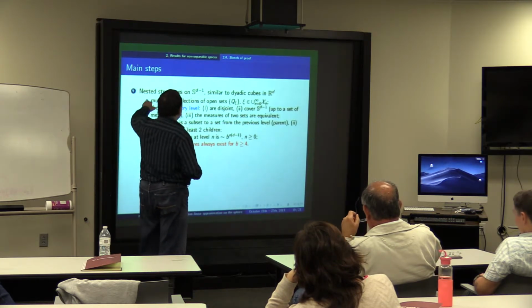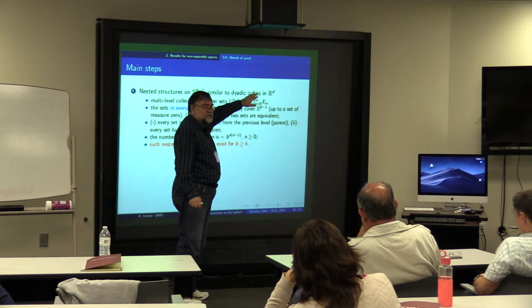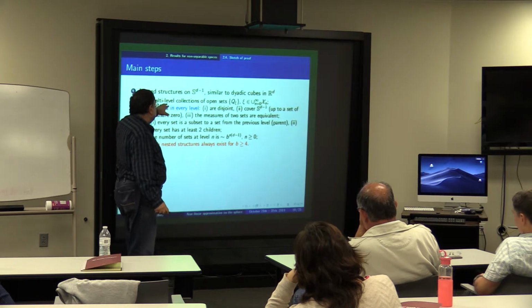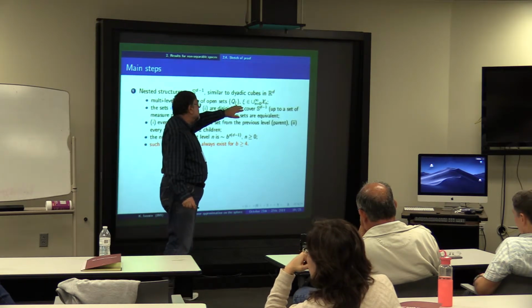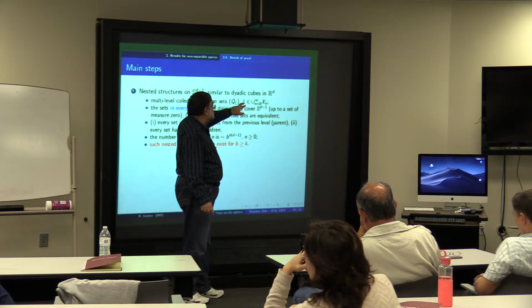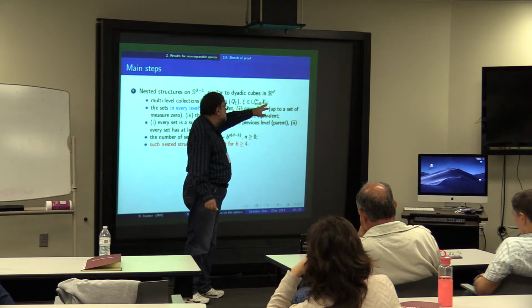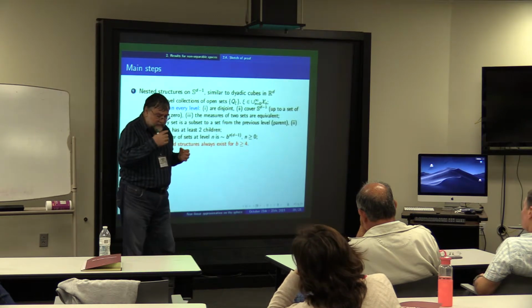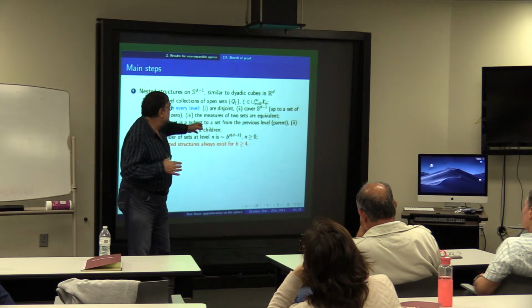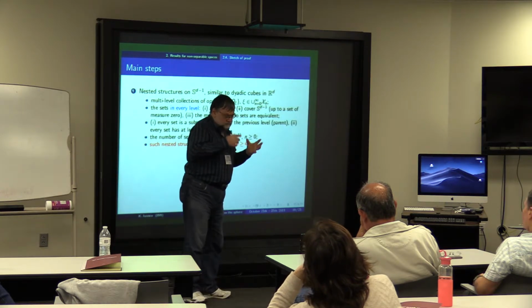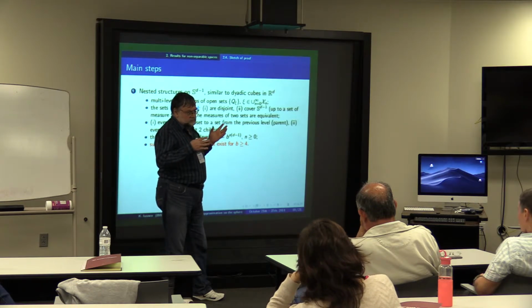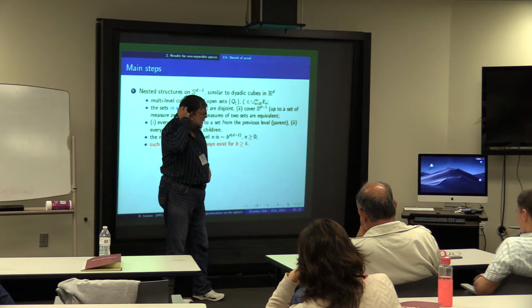Now, this nested structure is going to be similar to the dyadic cubes in R^d. We have a multi-level collection of open sets. Now, Q is the open set, C is the index. The index is running over level sets X_n, with n going from 0 to infinity. Actually, X_n are points on the sphere. The points C in X_n are points on the sphere which are at distance from each other of 2 to the power minus n.